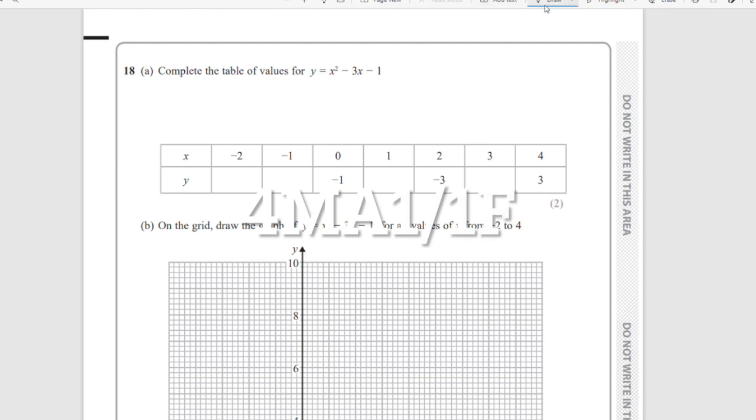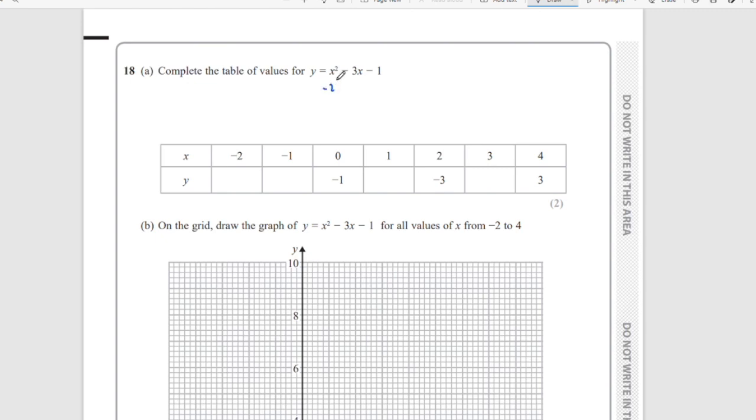Okay, so let's continue with the fifth part of solving the question paper. We are on question number 18, which is saying complete the table of values for y equals x squared minus 3x minus 1. Where x is negative 2, we will do x squared, negative 2 squared, minus 3 times negative 2, minus 1. X squared will be 4, minus 3 times minus 2 will be positive 6, minus 1. 4 plus 6 is 10, 10 minus 1 is 9.